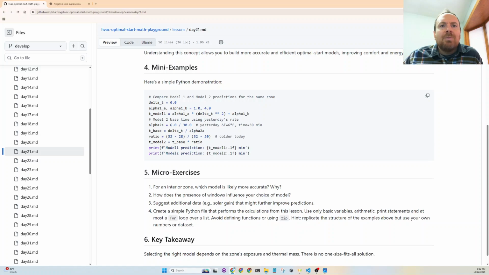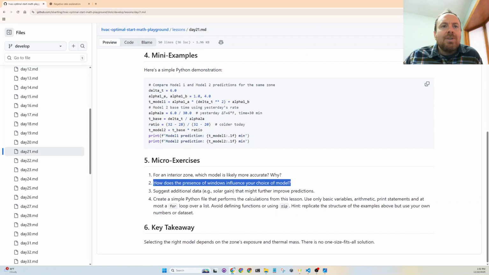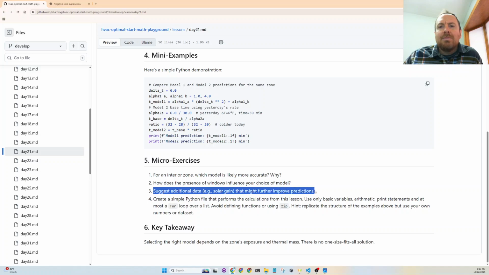For an interior zone, which model would you like to use? Model 1. How does the presence of windows influence it? That would be an exterior wall, so we would use Model 2 with the outside air temperature input. It suggests additional data, like solar gain, might improve model predictions. That's kind of interesting. Maybe some future model could do more complex regression or machine learning.